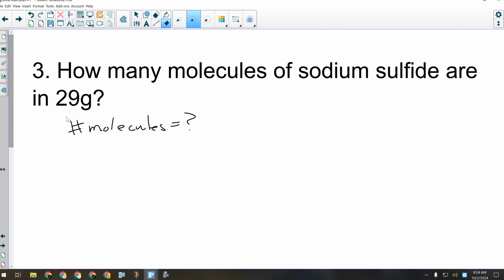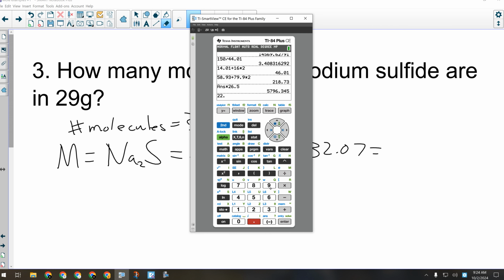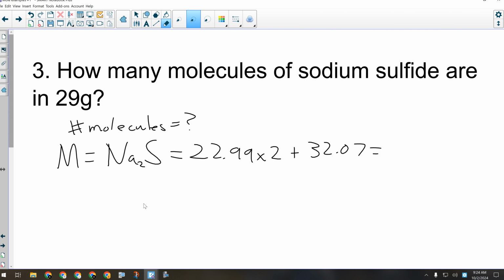All right, so we have material, sodium sulfide, so that'll help me get big M. Sodium with sulfur, that's a -2, that's a +1, so we'll be looking at Na2S. That's going to be 22.99 times 2 plus 32.07 for the sulfur. So 22.99 times 2 plus 32.07 gives us 78.05 grams per mole.